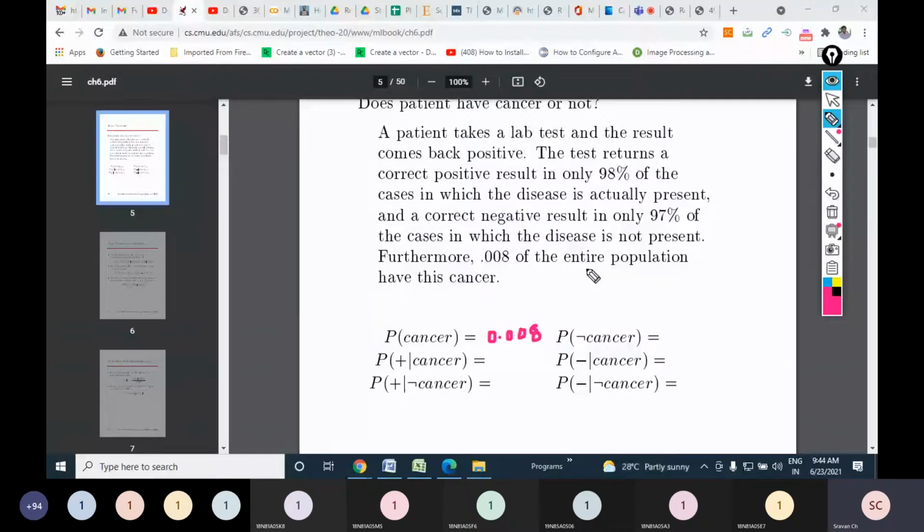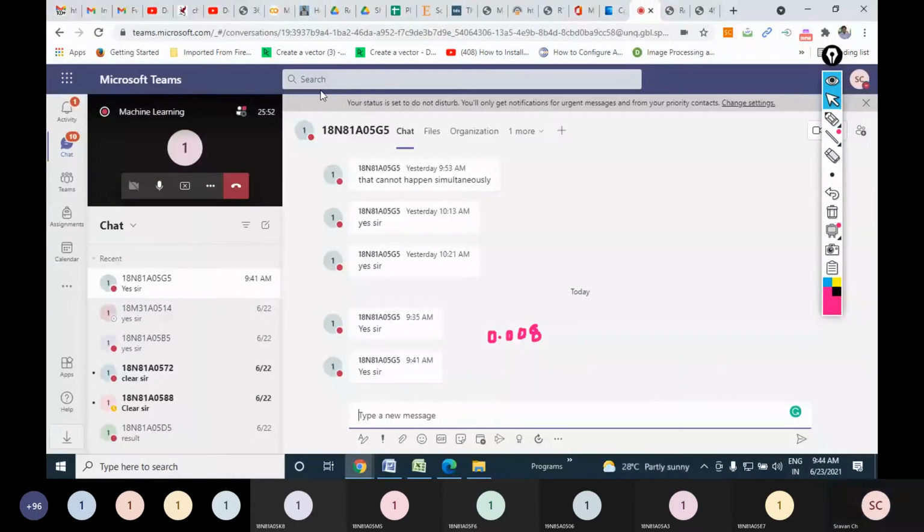Now, as per probabilities, if 0.008 of people have cancer, then what proportion of the people do not have cancer? This negation is not having cancer. So probability of cancer, probability of not having cancer. Please tell me, please respond. If 0.008 of people have got cancer, then what proportion of the people do not have cancer? Can you guess? Can anyone answer?